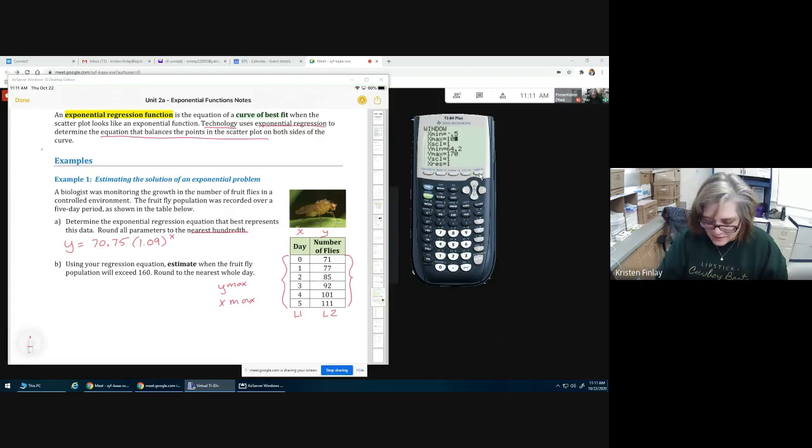So this is for your window, just so that it encompasses this data. So now we're going to graph again. And we see we got a lot more room over here because we're extrapolating.